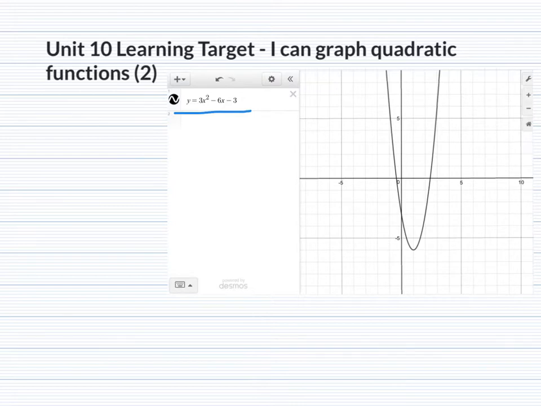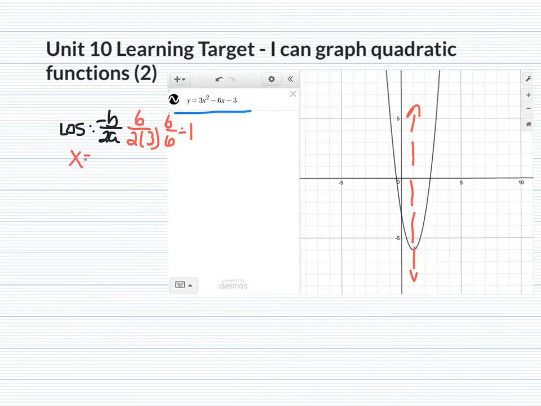We've talked at length about the line of symmetry and how to find that. You know it's negative b over 2a. Our b is negative 6, so the opposite of that would be 6 over 2 times our a, which is 3. Well, 2 times 3 is 6, so that's 6 over 6, which equals 1. So our line of symmetry is 1, which makes sense. Here it is. x equals 1. That's the line of symmetry.